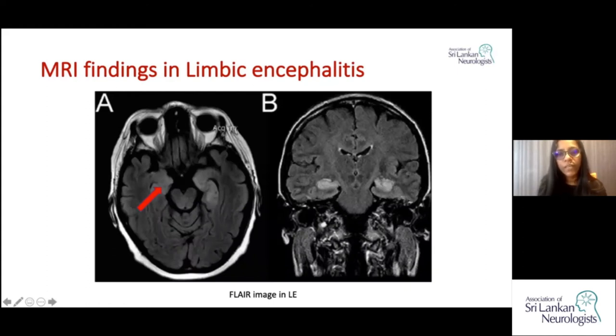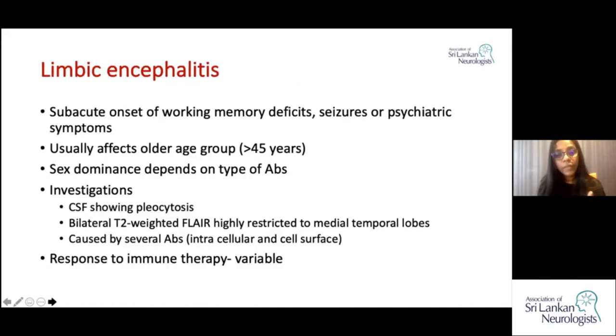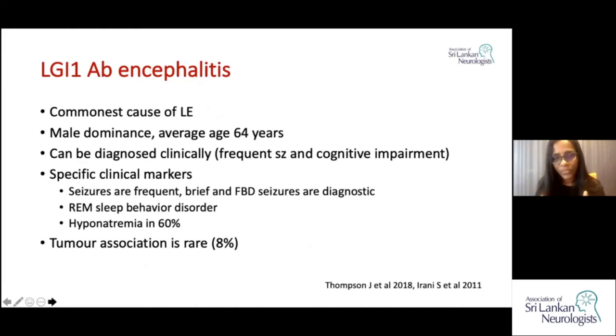And here you can see even in the parahippocampal gyrus, in the T2 FLAIR images, these hyperintensities. If you look at the antibodies which cause this condition, it can be different types. It can be intracellular antibodies, and also cell surface antibodies. So obviously the response to immune therapy would be very variable. Out of this group, different antibodies cause limbic encephalitis. The commonest antibody to cause limbic encephalitis would be LGI1 antibody encephalitis. I'll be speaking a few words about this because they're very classical clinical presentations, and also because of its commonality, there is more information available about LGI1 antibody encephalitis.